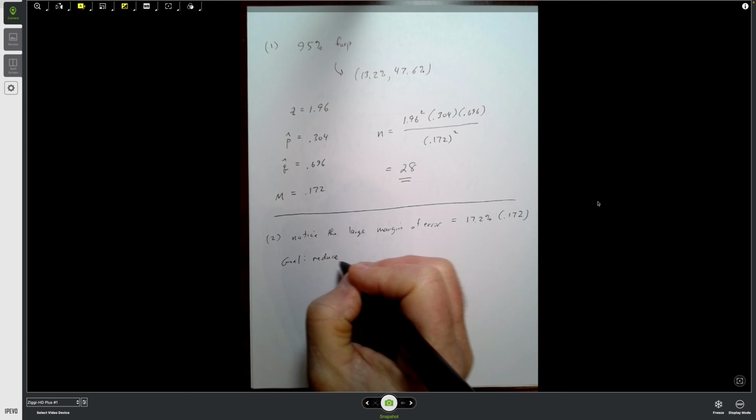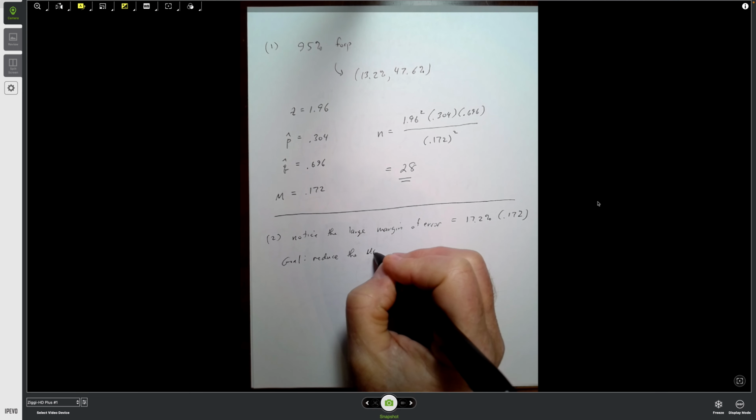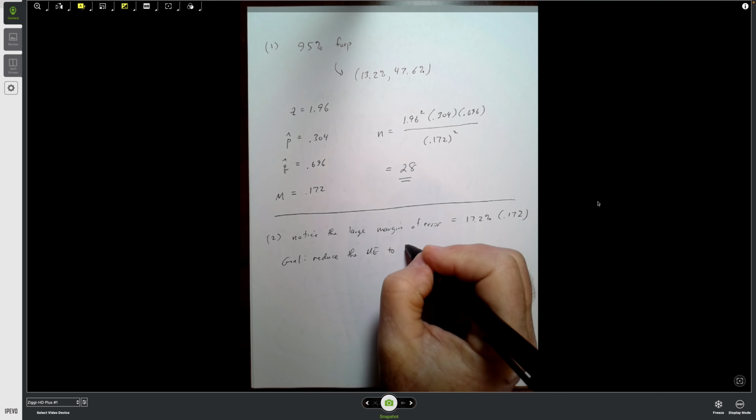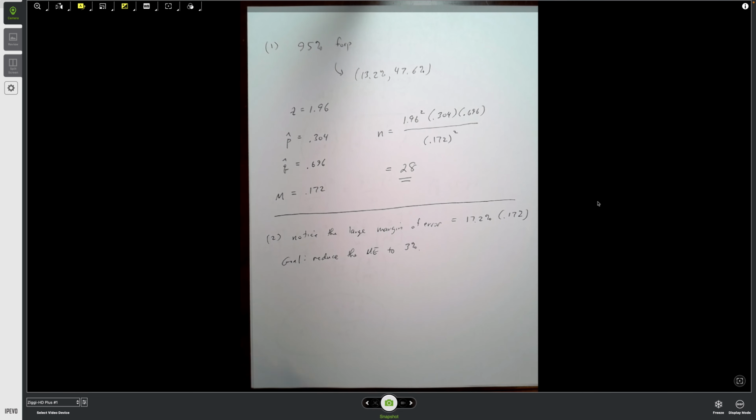reduce the margin of error to 3%, down from the 17.2%. So what sample size would be needed to accomplish this?